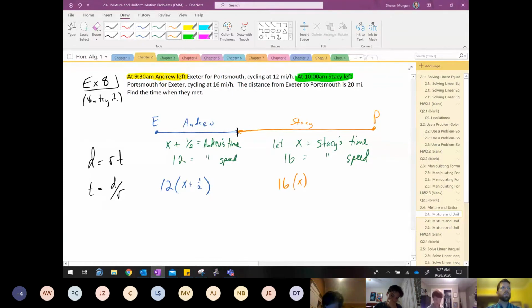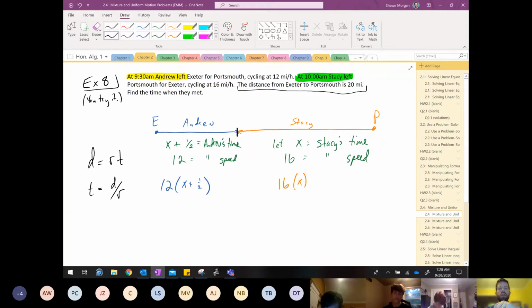Should I set those two equal to each other? What do you think? Should we set those two equal to each other? I'm not sure. All right, let's read the last little bit of this problem here. We have not made use of that information yet. It says the distance from Exeter to Portsmouth is 20 miles. So if I've got, in blue, this far that Andrew has ridden and this far that Stacy has ridden, what can I do to write my equation? What do you think? Subtract them.